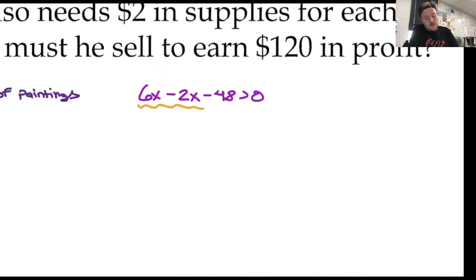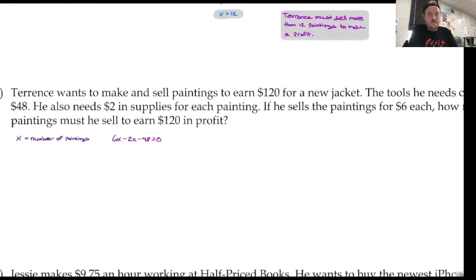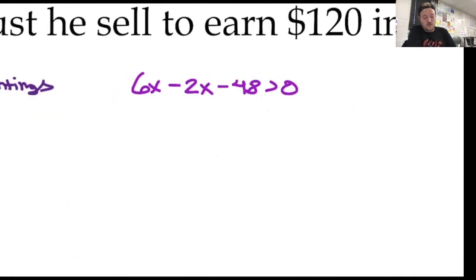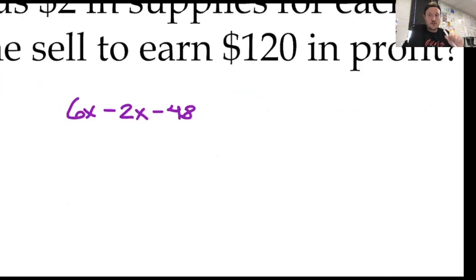So here's the thing. Instead of just making a profit, now he wants to earn $120 for a jacket. So I'm just going to modify this equation. So I'm going to get rid of this part over here for the profit. When you're purchasing a jacket, you can spend exactly $120 and still afford the jacket. If you have $125, you can still afford the jacket. So he just has to have $120 exactly. So it can be greater than or equal to.